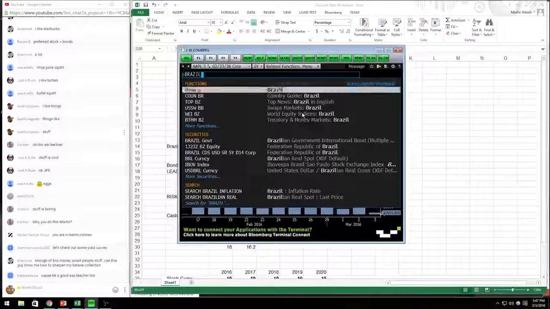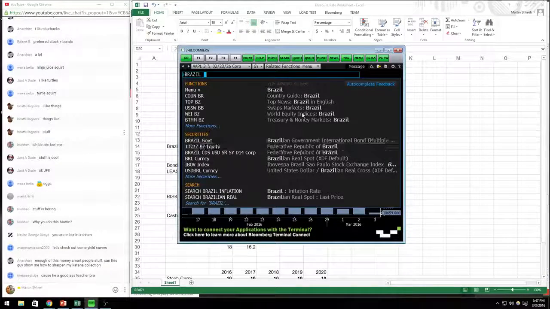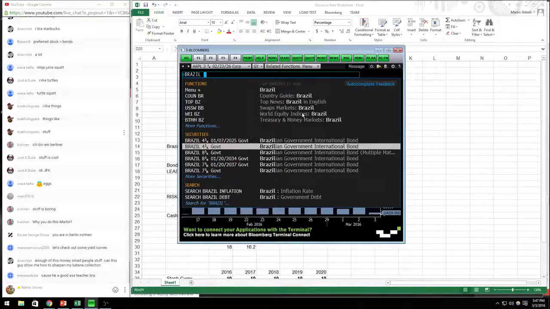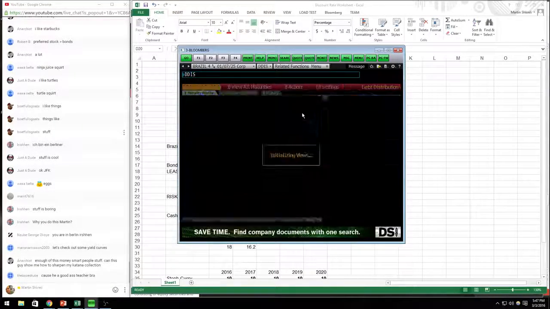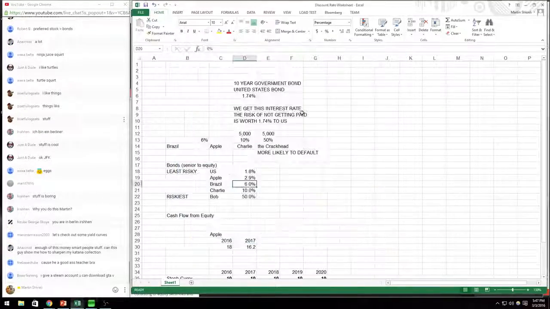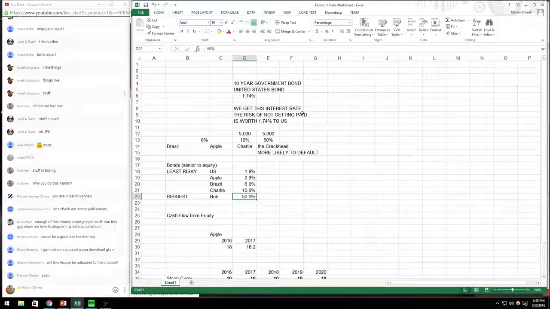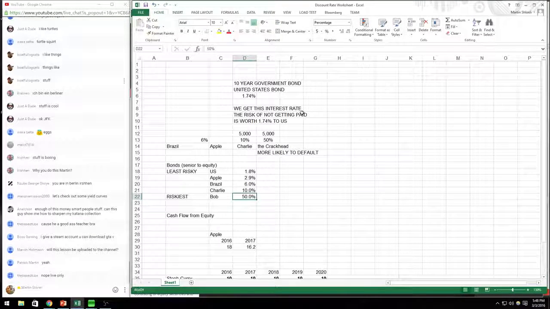How about Brazilian bonds? A Brazilian 10-year bond. I wonder what that would be yielding. The 2026 bond. Looks like about 6%, 5.965%. And then I joked that we have a friend named Charlie where I gave him a personal loan and the interest rate that I would charge him was 10%. And then finally, Bob the crackhead, my local crackhead, who I lend money to for 50% because it's so unlikely that he's going to pay me back that I have to charge such a high interest rate.